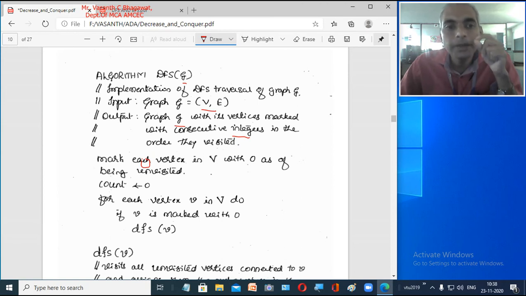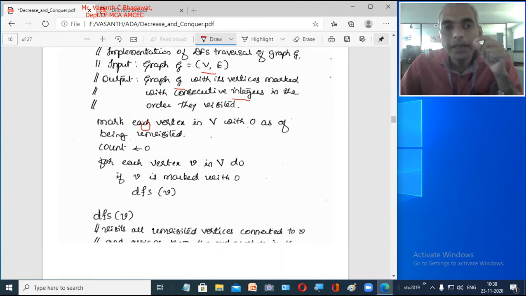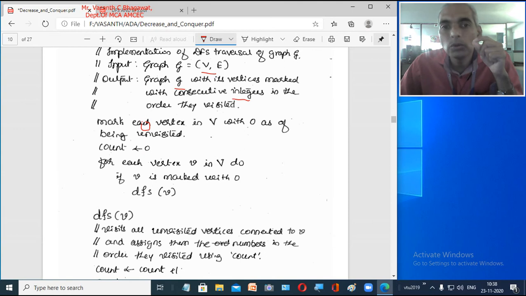So now how do you start? Now we start with marking every vertex in V with 0 as being unvisited. Initially, all the vertices of your graph we mark with 0 because none of them have been visited, right? So then we take a variable count, we initialize it to 0. That means initially all will be 0.